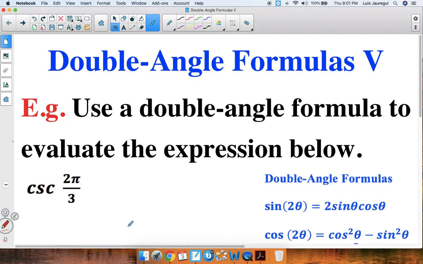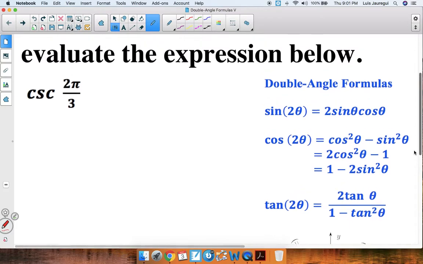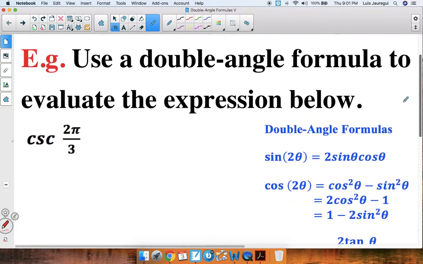Let's take a look at our example. Use a double angle formula to evaluate the expression below, cosecant of 2 pi over 3. Now notice that we don't have a specific double angle formula that deals directly with cosecant. So let's go ahead and rewrite this in terms of sines.